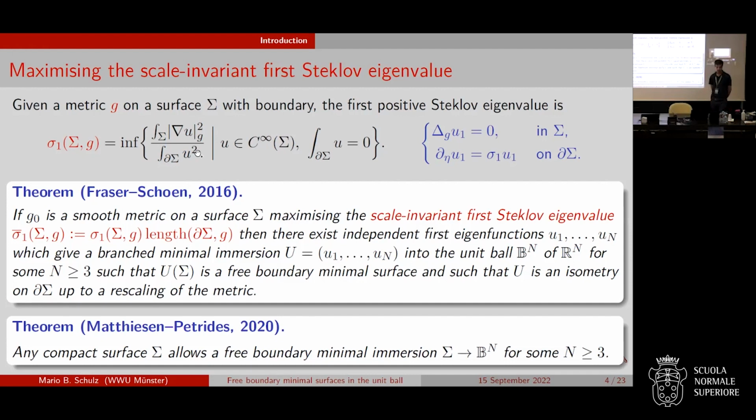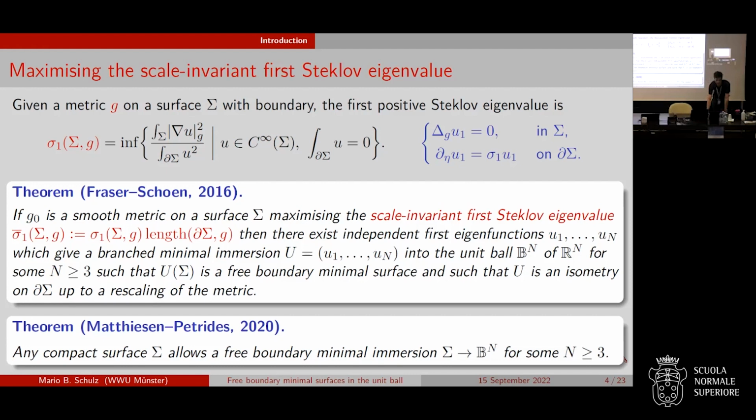And then there's a very famous theorem by Fraser and Schoen, which states that, if you look at this first eigenvalue as a function depending on the surface and the Riemannian metric on the surface, you can ask for which situations this is largest. Now you notice it's depending on the scale, so let's make it scale invariant. One way to make it scale invariant is by multiplying with the length of the boundary with respect to the metric. That's the quantity we see here.